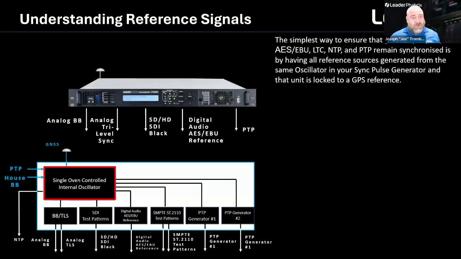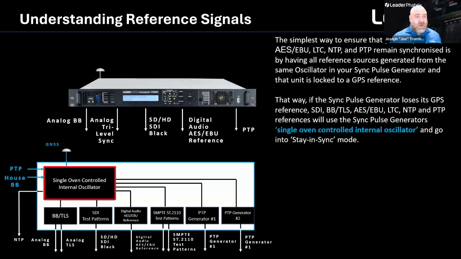So this is the preferred strategy. We derive SDI, Blackburst, tri-level sync, AES, EBU, LTC, NTP, and PTP from the same oscillator inside the sync pulse generator, with the system locked to GPS or GNSS. That way, if GPS is lost, everything falls back together onto the same internal oscillator and stays in sync.